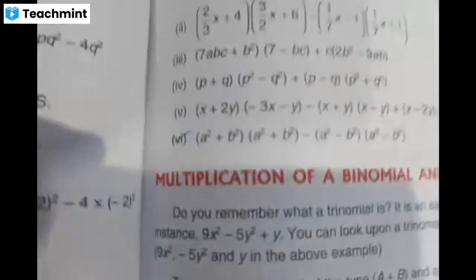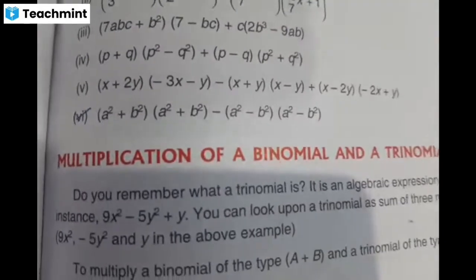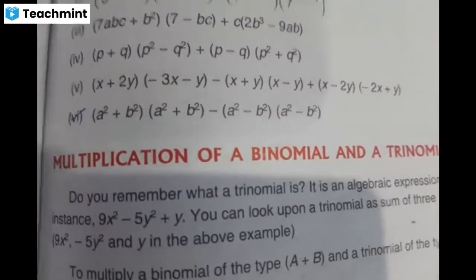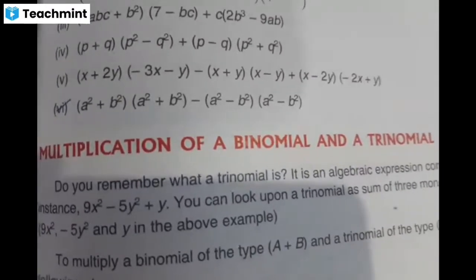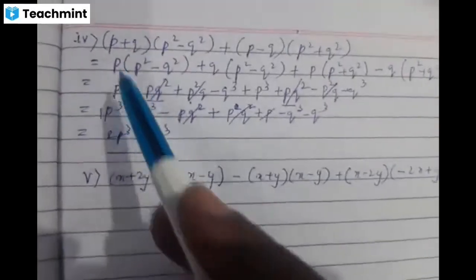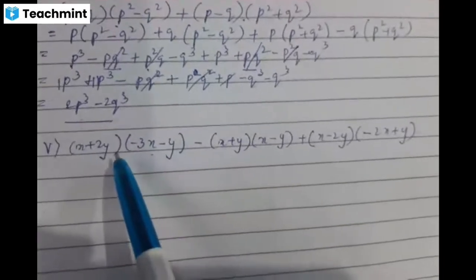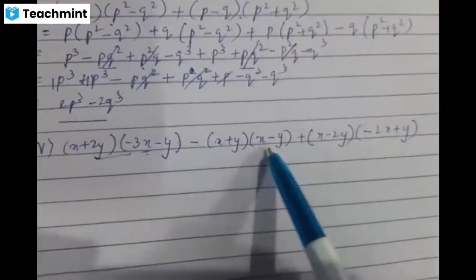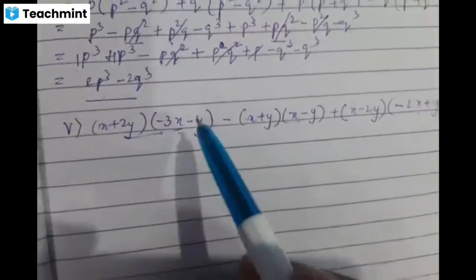Next you have the fifth one. Fifth part, that is x plus 2y into minus 3x minus y, minus x plus y into x minus y, plus x minus 2y into minus 2x plus y. Children, what is the difference here? For the fourth part you have got only two pairs, but in the fifth part you have got three pairs. One pair of binomials, second pair, and third pair. So three times you are going to convert two binomials into a monomial and a binomial.